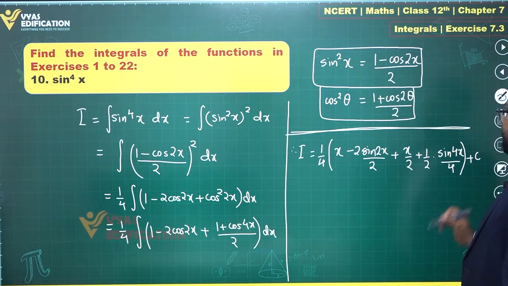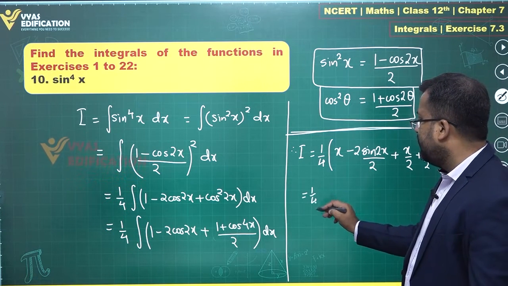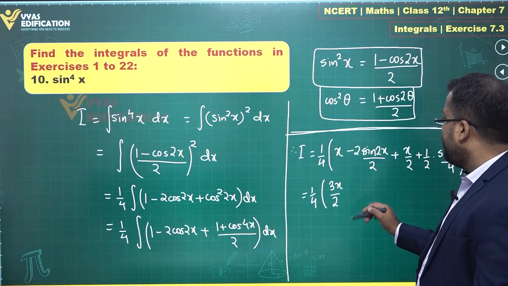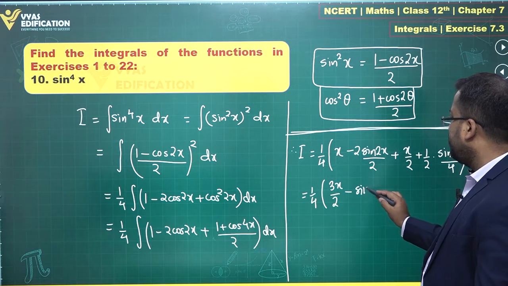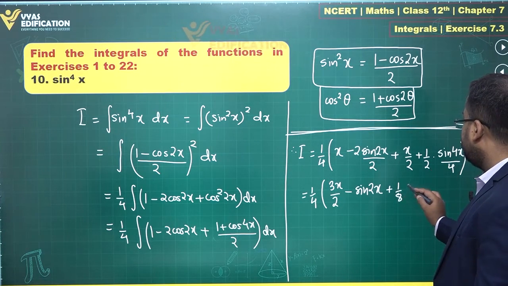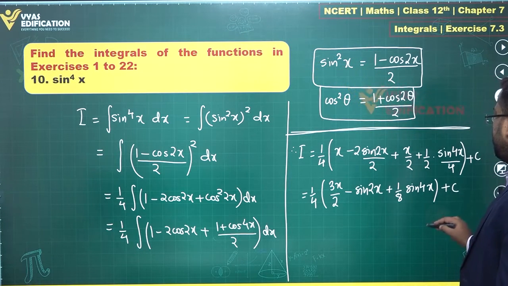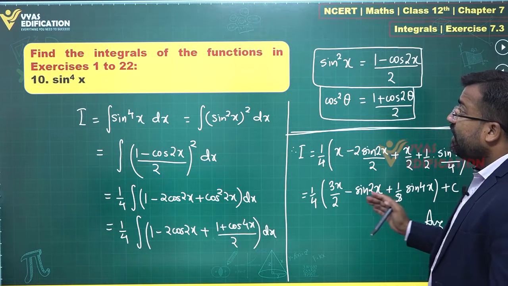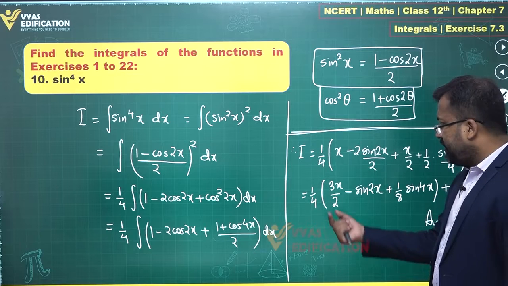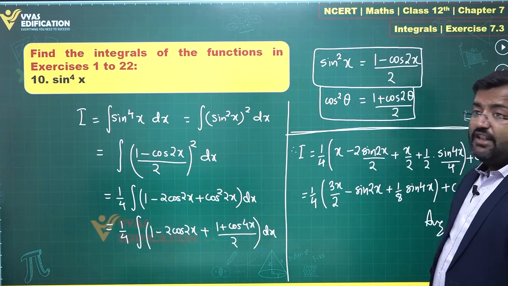And you have a constant of integration. So these are the terms that I'll be getting. 1 by 4 is waiting outside. Okay, x plus x by 2 is 3x by 2, minus sin 2x, and this is plus 1 by 8 sin 4x within the bracket, plus constant. And yes, that is the required integral. That's the final form in which we need the integral. At max, you can multiply this 1 by 4 inside. That is all that we'll do. This is the 10th question for us.